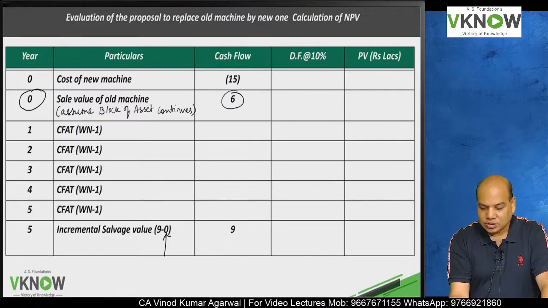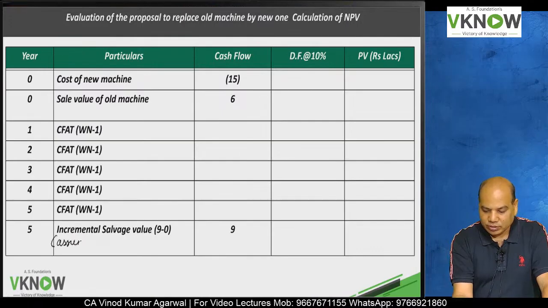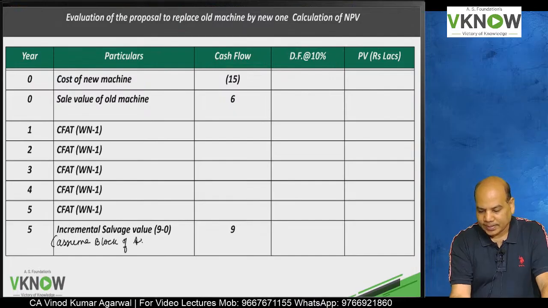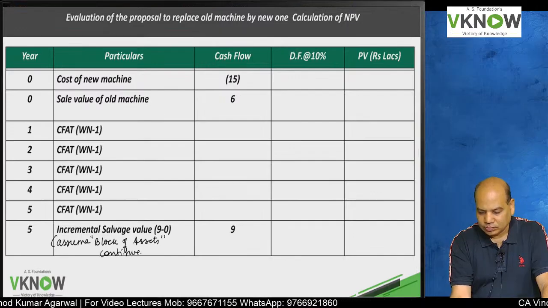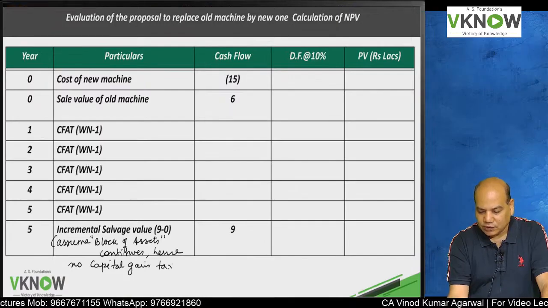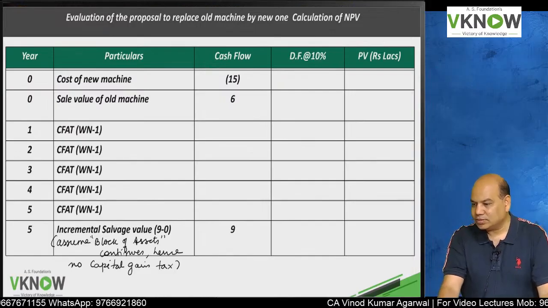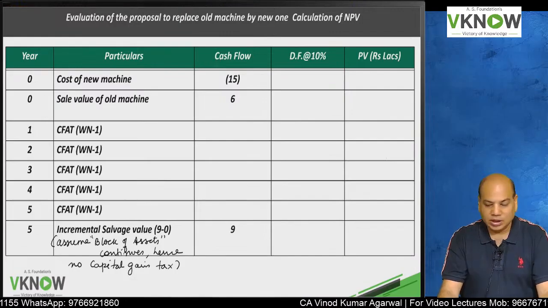And what about taxation on this? Same assumption. Assume block of assets continues. Hence, no capital gain tax. This is taught in income tax, profits and gains of business and profession, that if your block of asset continues, then there is no need to pay capital gain tax. 9.